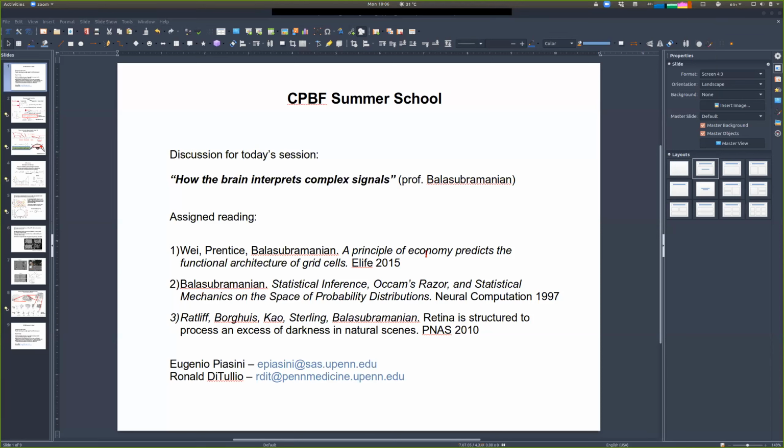As we can see today, we had 3 papers. The first one is by Eli 2015 about grid cells. The second one is a Neurocomputation 1997 paper about Occam's razor. And the third one is the Ratliff PNAS 2010 about retina. So we're going to go over them in order, looking at the questions you've sent, and we'll try to address them as best as we can.